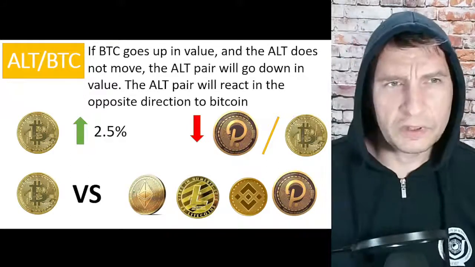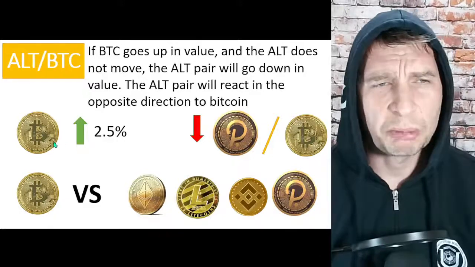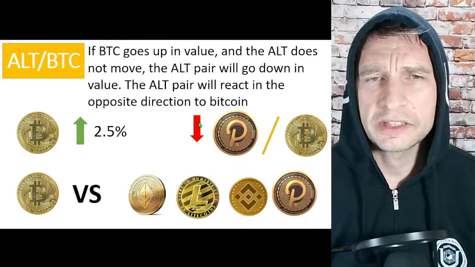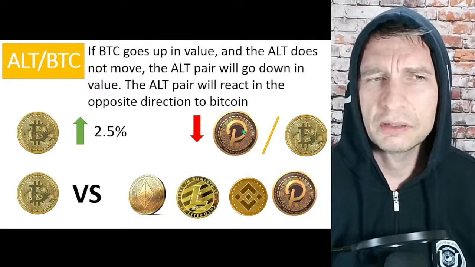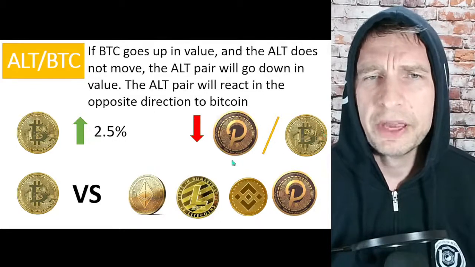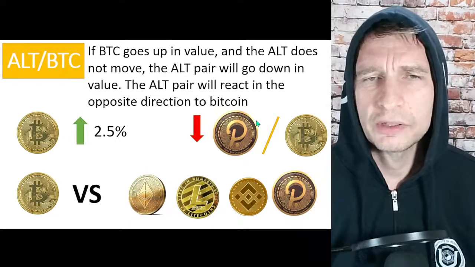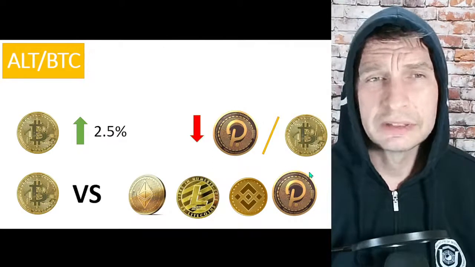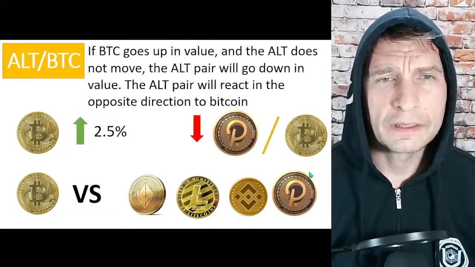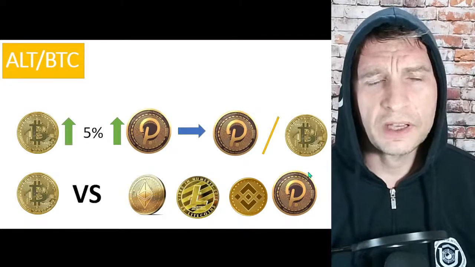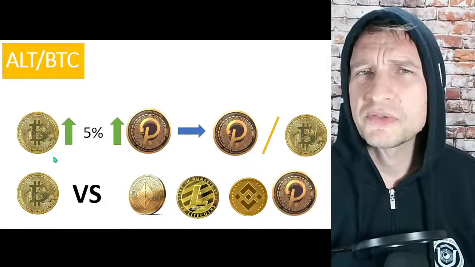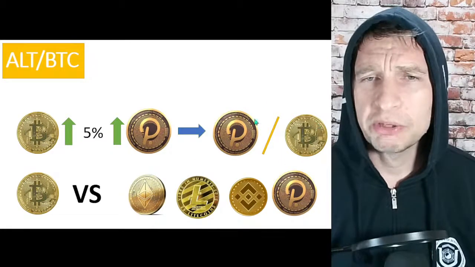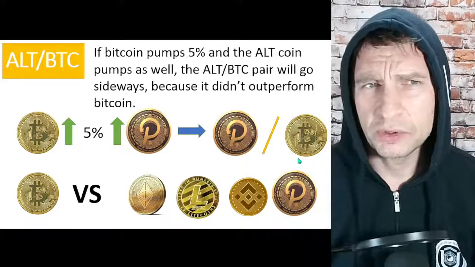But in the case of alt BTC, again, if Bitcoin goes up in value and the altcoin does not go up in value compared to Bitcoin, then the alt BTC pairing will go down in value. So you will get a big red candle, basically. If, however, Bitcoin pumps 5% and the altcoin pumps 5% as well, the altcoin Bitcoin pairing will go sideways. It will not really change in value.